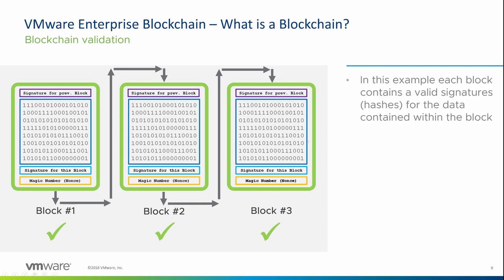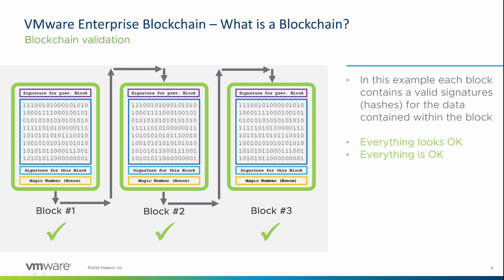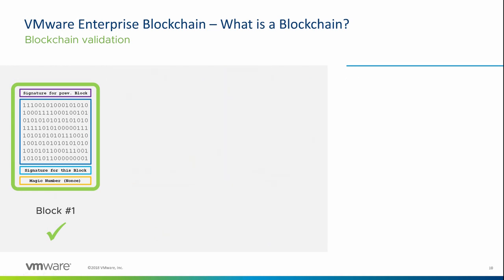and so the process continues. So what we're really saying here is we've got valid signatures or hashes, as they're known by mathematicians, for data contained within the block. Everything looks okay and everything is okay, and the important part here is that now that every block is mathematically linked to the previous block, which just makes it more and more difficult to tamper with. And I'm going to show you an example of what happens when somebody does try to tamper with that block.